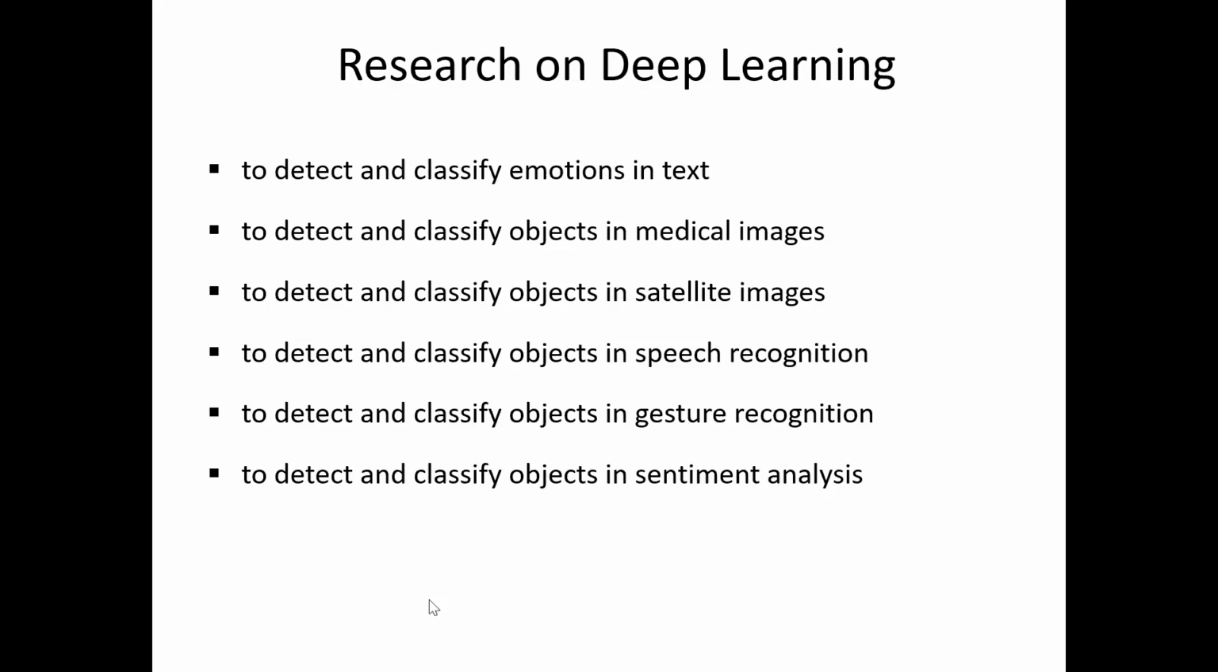To detect and classify objects in speech recognition, again, it requires a lot of training data, to distinguish the speaker, whose speech it is. Again, deep neural network architectures are very useful for that. To detect and classify objects in gesture recognition. You might have seen different undergraduate projects, but it has several applications, especially for those who cannot speak.